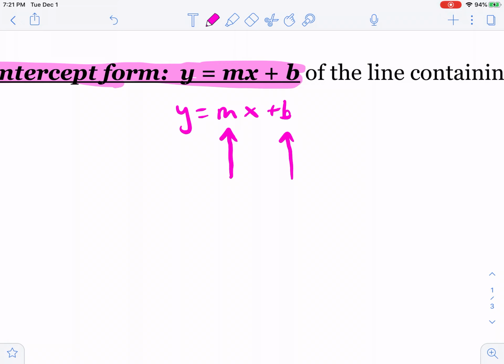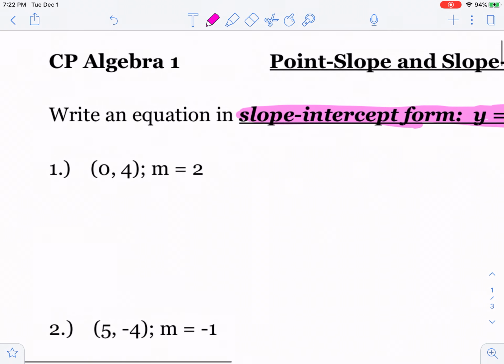If you plug in a 0 for x, you'll get some answer for y. If you plug in a 1 for x, you'll get some output for y. If you plug in the number 2 for x, you'll get another output for y. So, understand that the x's and y's are always going to be changing. It's the slope and the y-intercept that are always going to be the same. So, let's begin. Here we go.